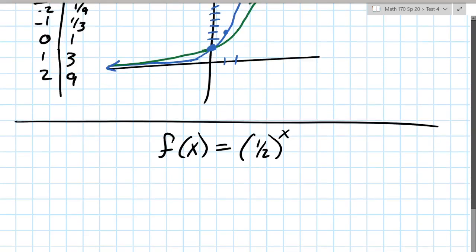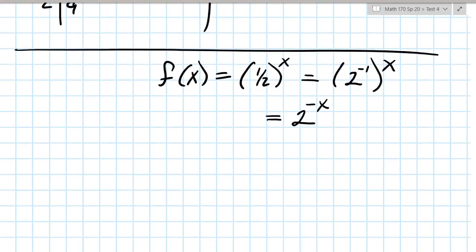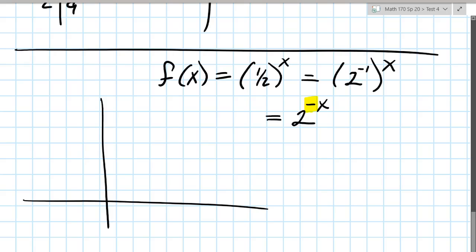But what I'd like to point out is this can be written as 2 to the negative 1 to the x. Now you see there's another property of exponential functions. Exponents, we can multiply. Now when I see this, the transformation that I see is a flip across the y-axis. So now the graph is going like this and flattening out there.